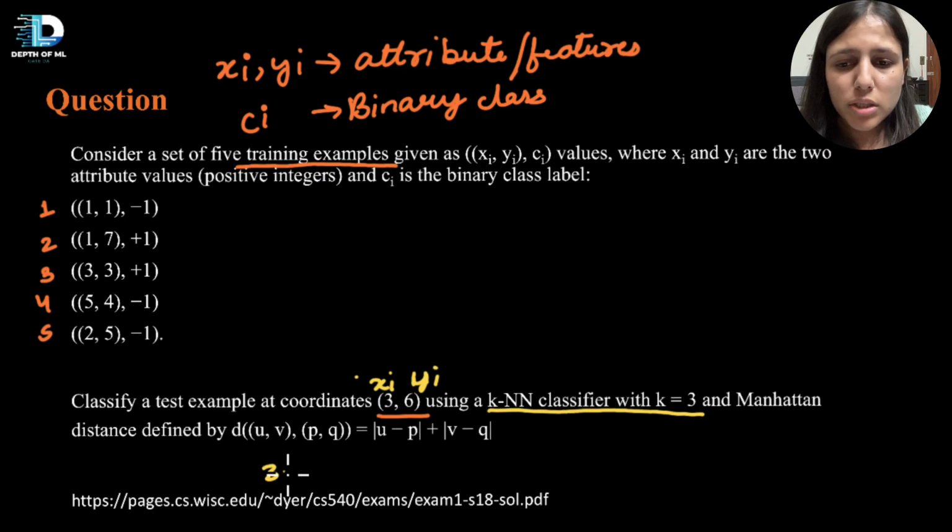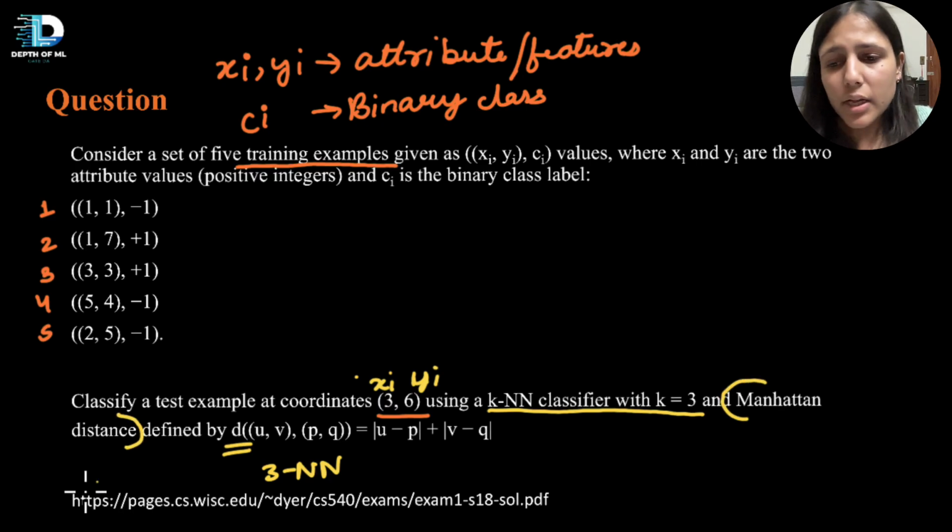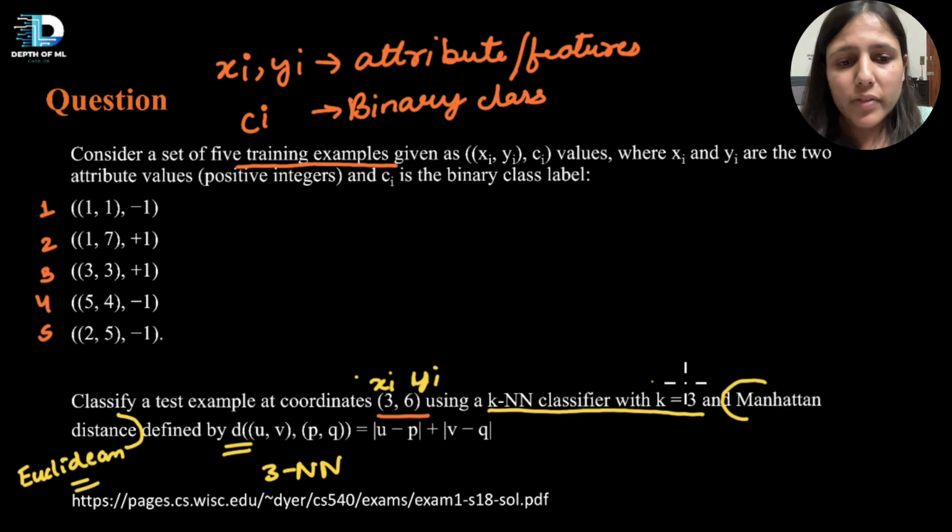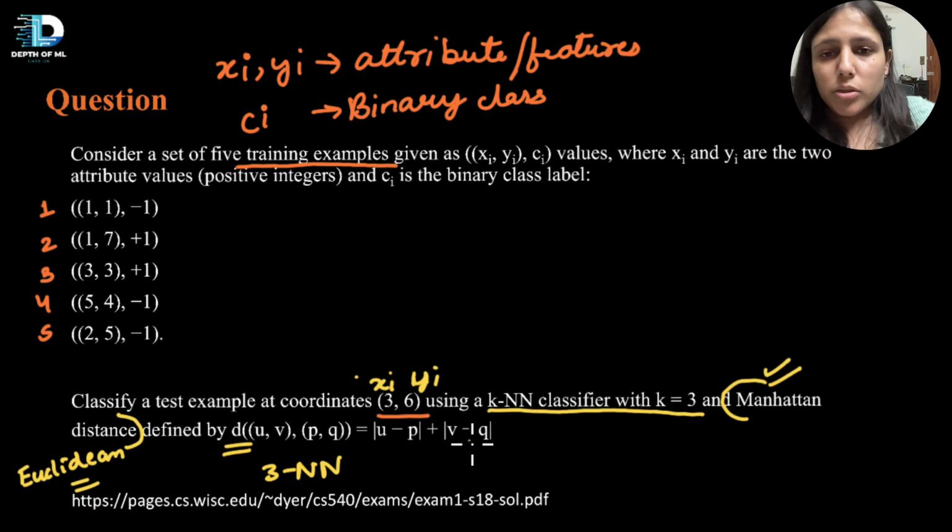So we have to use a 3NN classifier, and the Manhattan distance is defined by d. So they have also given us a distance metric. In case they are not giving the distance metric, we usually take the Euclidean distance as the distance metric, but here they have given us the Manhattan distance, so we'll use this. Okay, so let's solve this question.